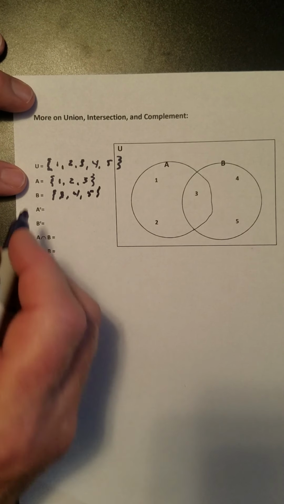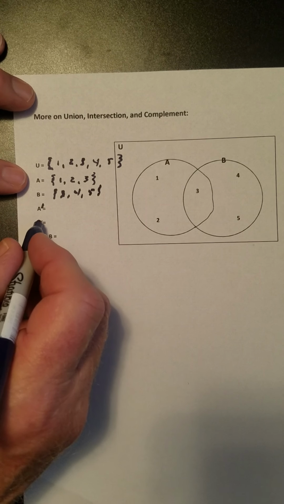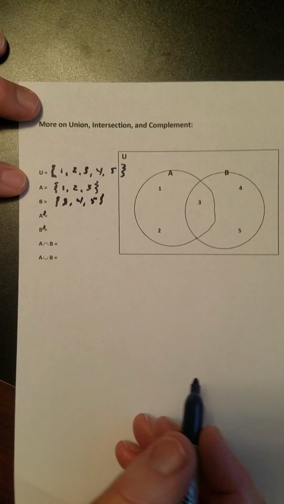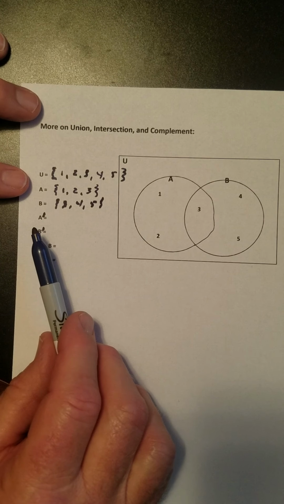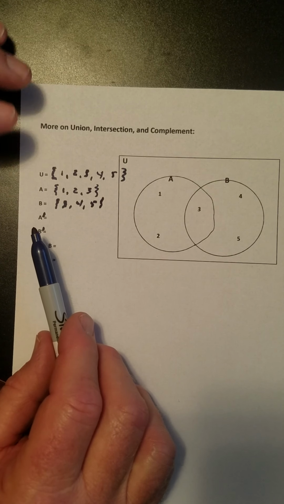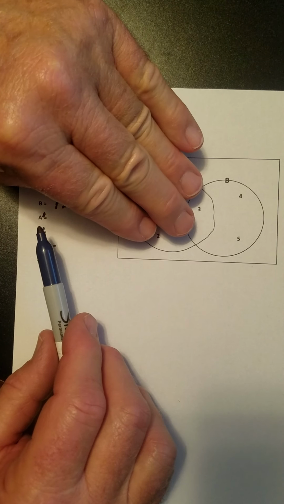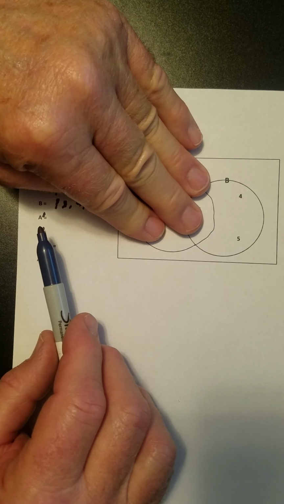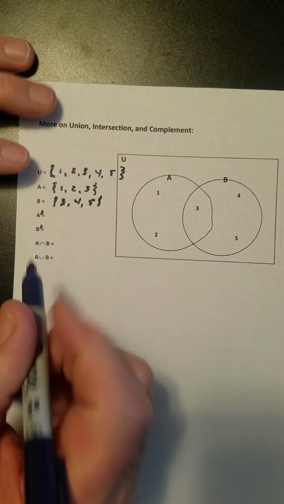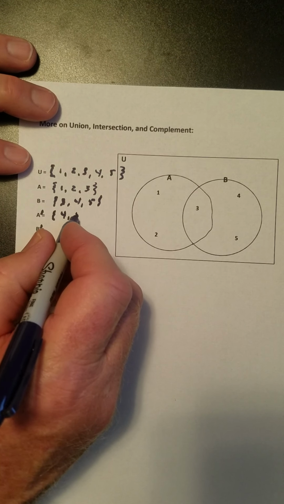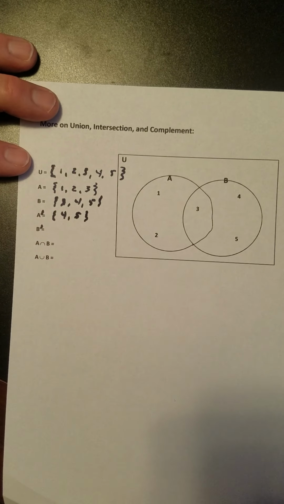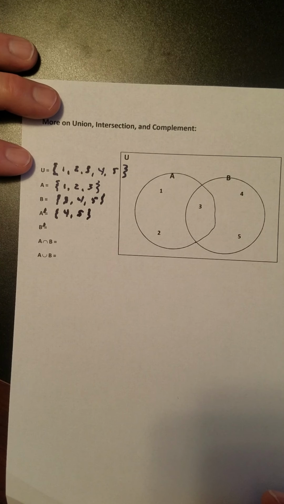Okay, then I've got the complement of A. Complement of A, you could think of which ones are not in A. So if I simply cover those up, what's left? 4 and 5. So the nice thing about a Venn diagram, it kind of gives you a picture. Even if you just drew the picture in your mind, you could do that.